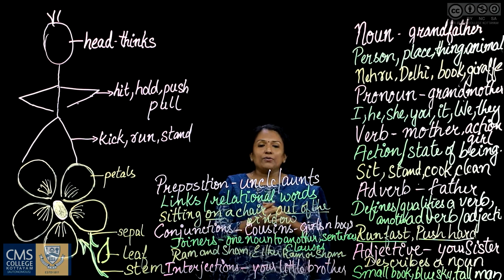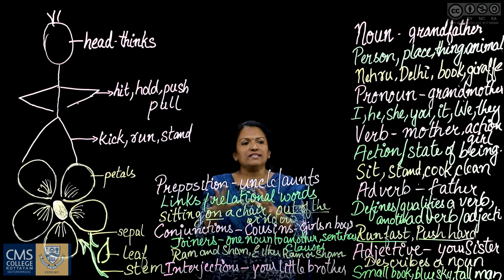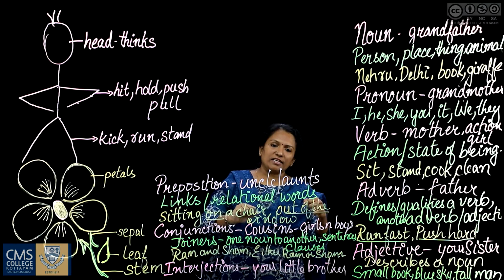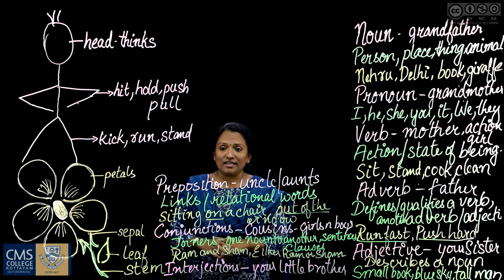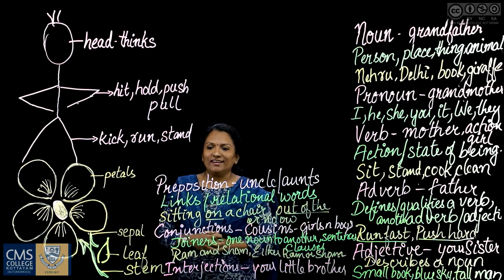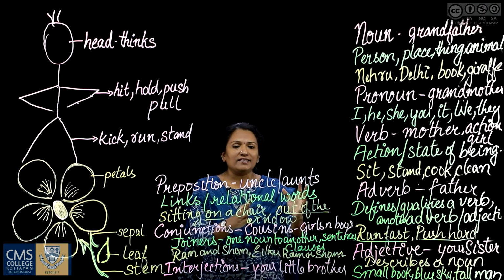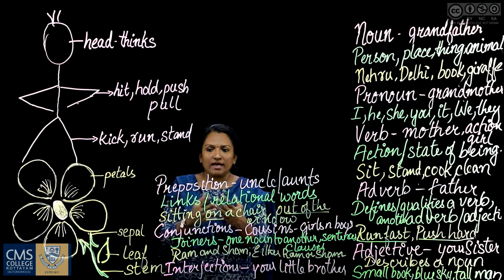So the noun, which I equate with the grandfather of the family. The grandfather who is always there. He will be sitting in his rocking chair or his grandfather's chair with his legs up, reading the newspaper, with his spectacles on his nose, looking into each and everything, dictating things, bossing around. So the noun is there in every sentence that you have.